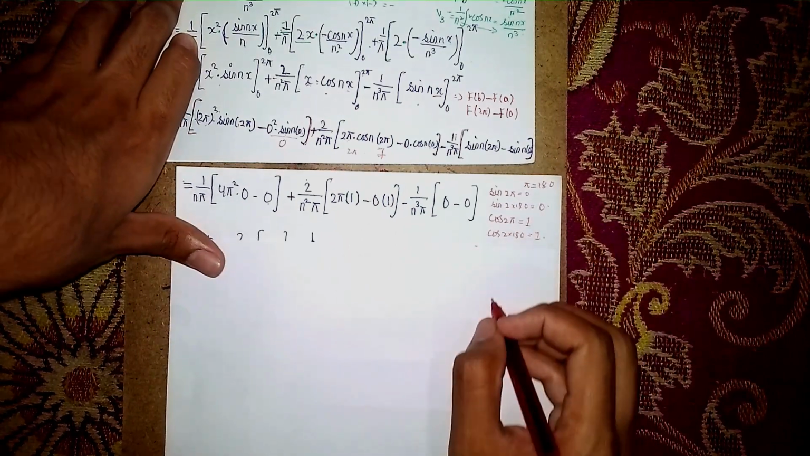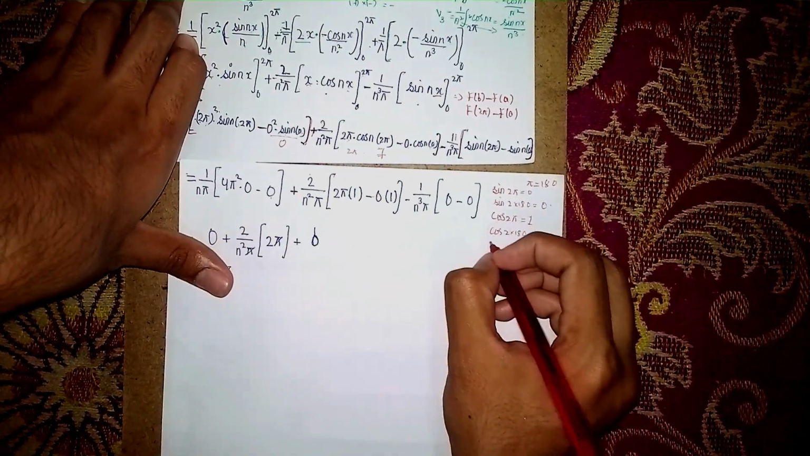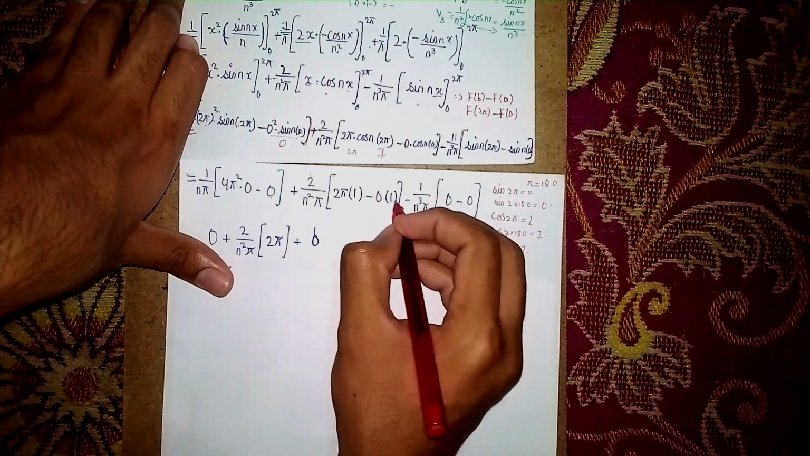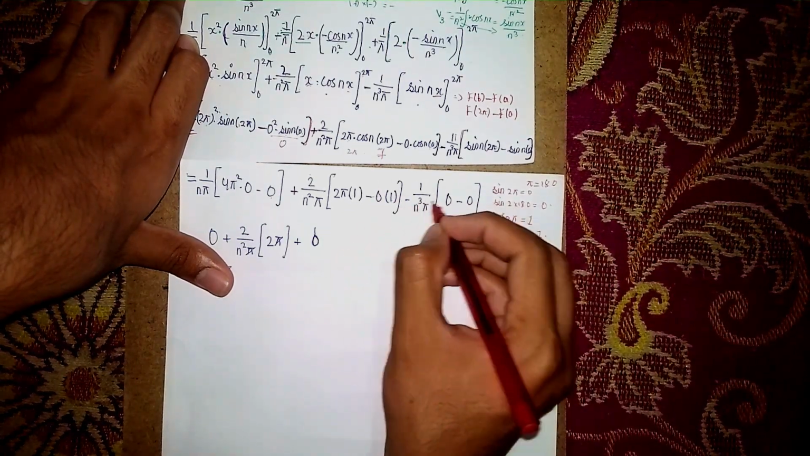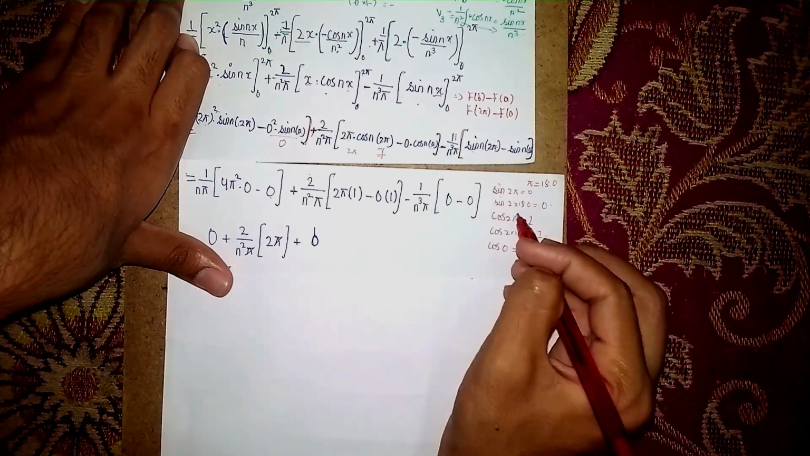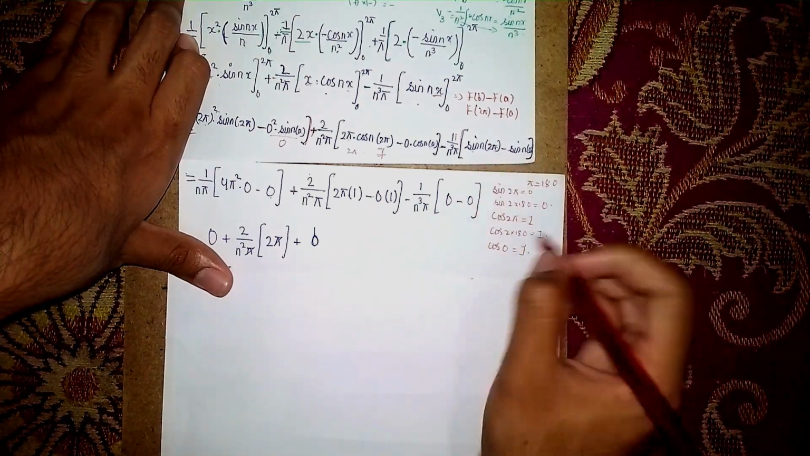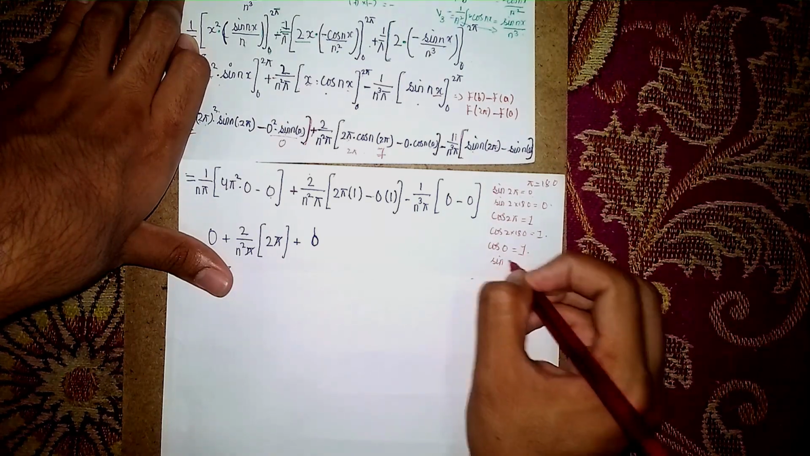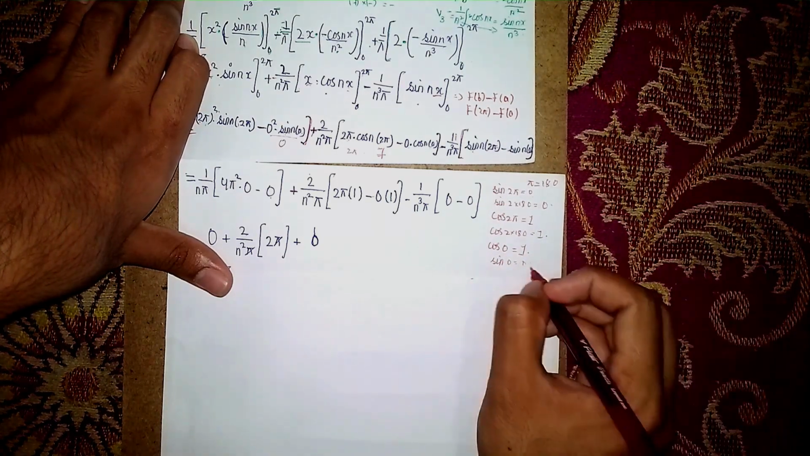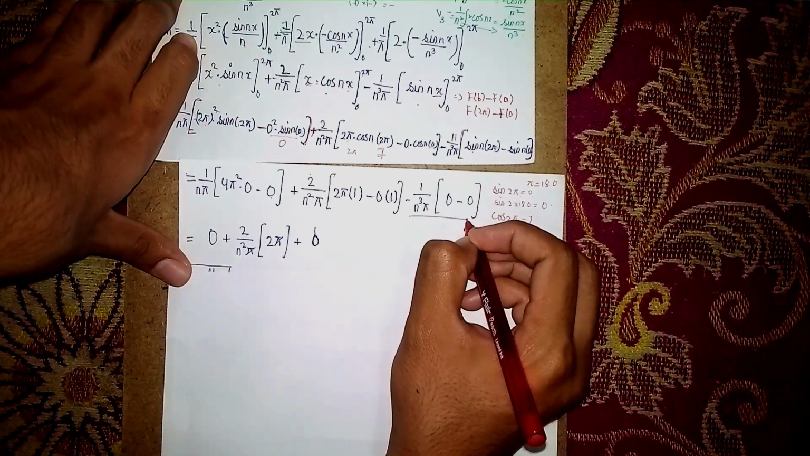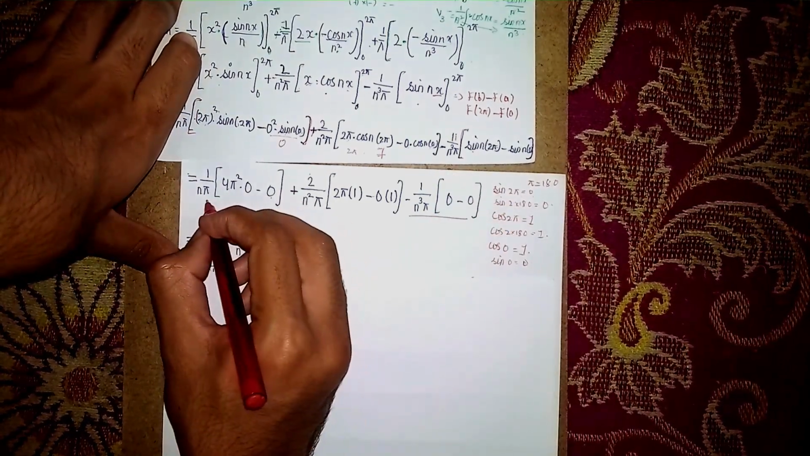Cos 0 value is what? Always remember cos 0 is equal to 1. Frequently you can get cos 0 as 1. Now minus 1 by n cube pi. Now sin 2 pi, what is the value? 0. Okay, 0 minus sin 0. Always remember sin 0 is equal to 0 only. So it is 0 minus 0, which becomes 0. So this function will become 0. Then this function also becomes 0.